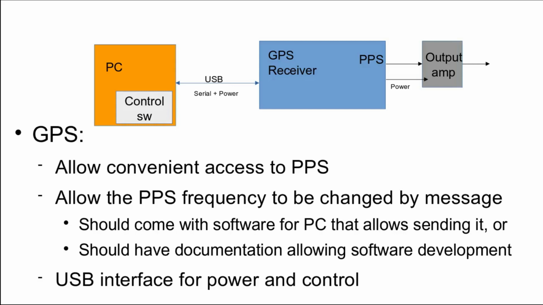What type of GPS do we need for this? Firstly, it needs to have a PPS output that can be accessed easily. Secondly, of course, it needs to allow changing the PPS frequency through a message of some kind and either come with existing software that allows us to do this or with a documentation that allows us to write our own software. Thirdly, it should have a USB interface because this will make powering the unit and the connection to the PC so much more convenient.